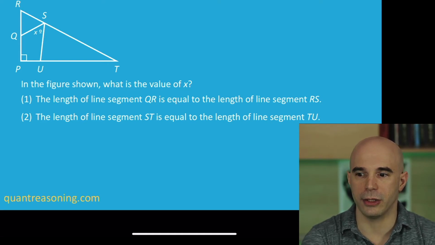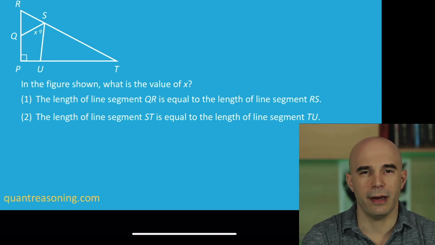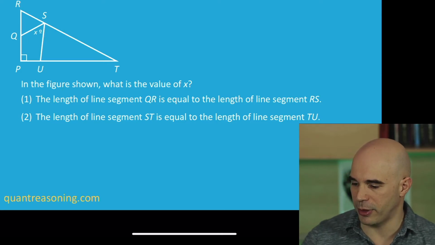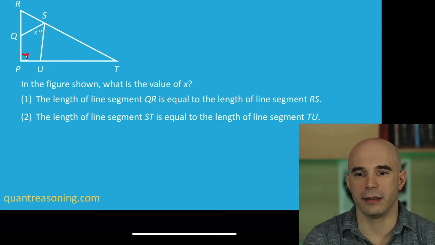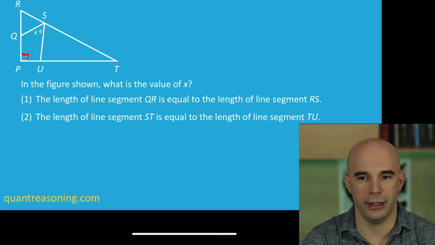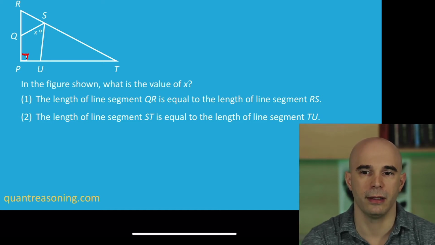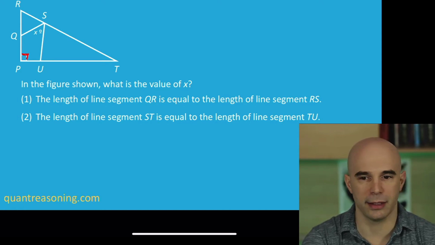Now, if I actually did want to compute it, here's how I would think about it. I don't have that much information about actual angle sizes. The only information I have is the 90 degrees here, and I know that the sum of the angles in each triangle is 180. So the big triangle, RPT, has a sum of 180, the small triangle, RQS, has a sum of 180, and the small triangle TSU has a sum of 180.